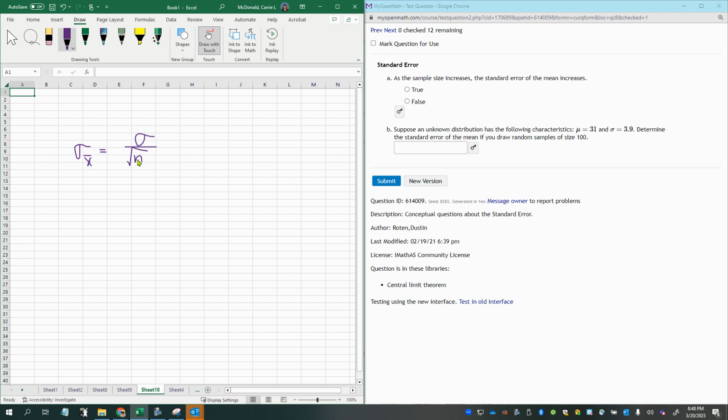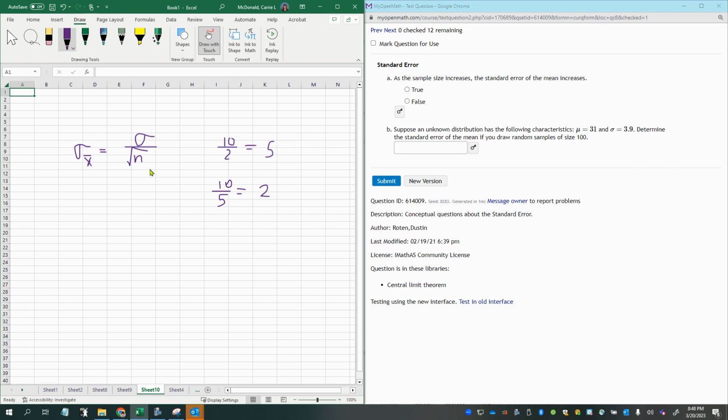And notice that if your sample size is increasing, you're going to get larger and larger divisors, meaning that it'll make your overall number smaller and smaller because, if you divide something like, let's say you divide 10 by 2, you get 5. But if you were to divide 10 by 5, you would get a smaller answer, right? Because you're dividing things into more pieces.